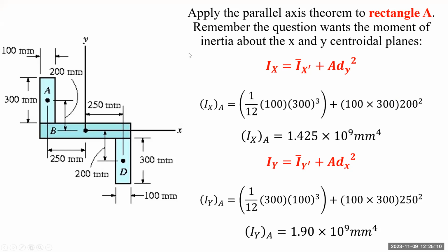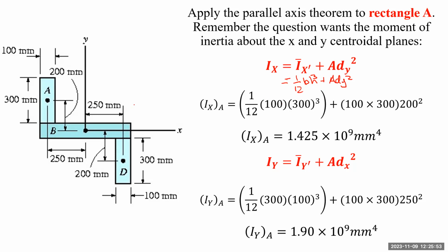So it says, apply the parallel axis theorem to rectangle A, right? And when you apply it to rectangle A, remember, the question wants the moment of inertia about the X and Y centroidal axes. So you're going to find it with respect to Ix, meaning you find it with respect to the x-axis. But of course, I told you before you're using some y components. So this one would be 1 upon 12 times b h cubed, right, plus A dy squared. So y here is because you're using y components.